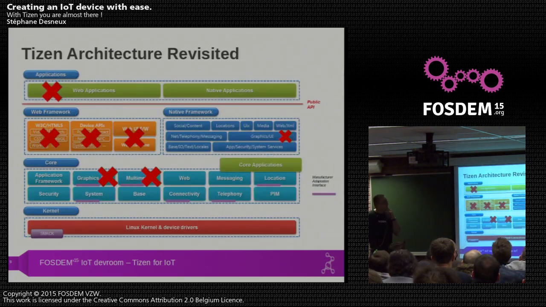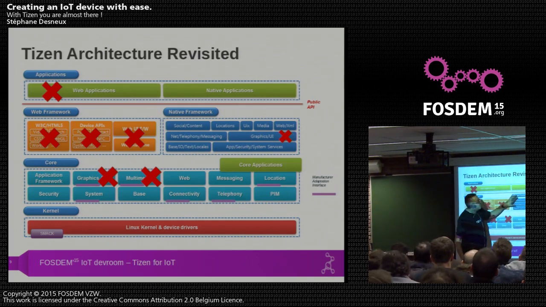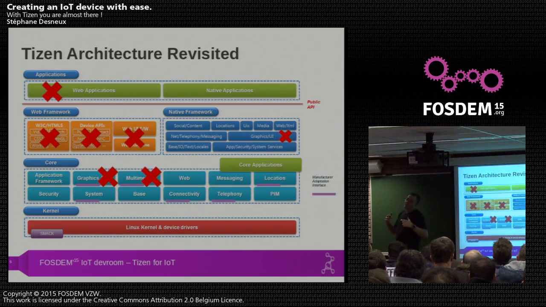That's the usual architecture of Tizen. So I just marked what I removed. As you see, we can keep some interesting things. For example, in the native APIs, here we can keep the social and content API. So we are able to develop native Tizen applications and make them run on the IoT devices. And we are able to use all those APIs instead of trying to reinvent the wheel.